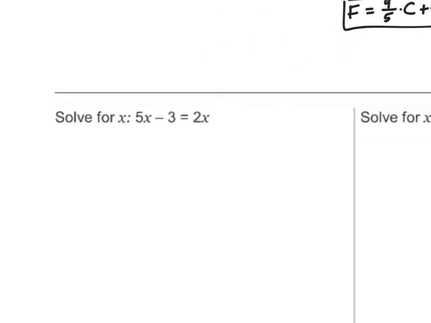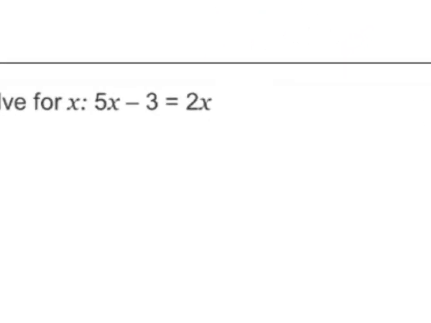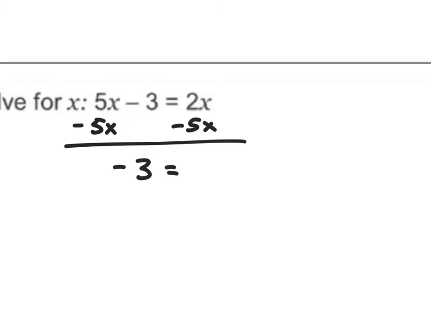Okay, now I want to take a look at something like this, and what I want to do is solve this equation for x. Now, I'm going to go ahead and subtract 5x from both sides, and I get that negative 3 is equal to, and we can combine these as like terms, okay?